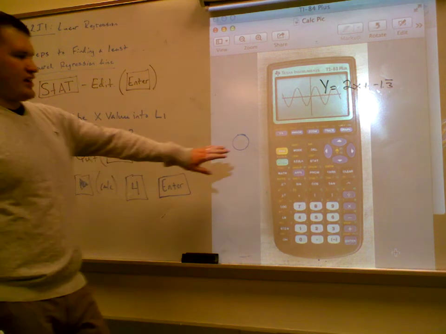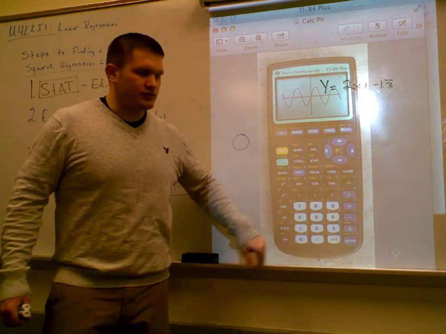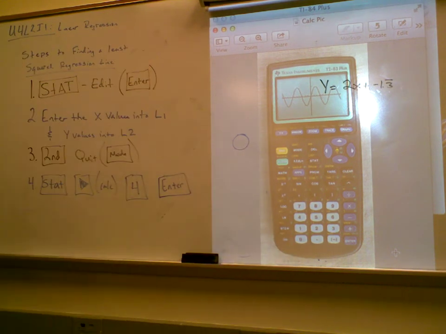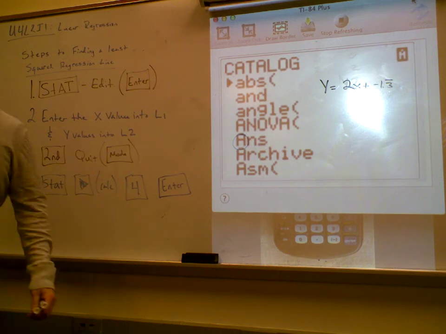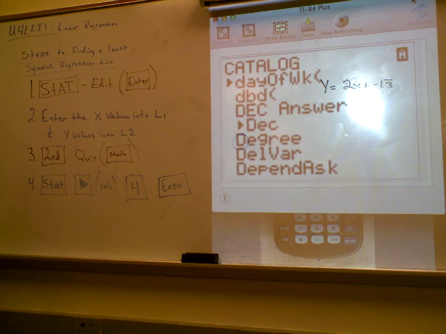You hit second, 0. So if I hit second, 0, I'll get a list of things like this. You can scroll down to diagnostic on, or you can hit the button which says x negative 1, which has a D above it. That'll take me to the part of the list that begins with D. Then I need to go down here to diagnostic on.